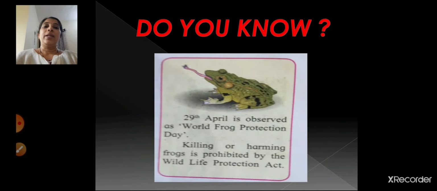Now 29th April is observed as World Frog Protection Day, right? So we have to protect the frogs. We are not supposed to kill or harm them, because if we do, then you will be punished. Killing or harming the frogs is prohibited by the Wildlife Protection Act, right? So you are not supposed to kill the frogs, and on 29th April you can observe World Frog Protection Day. So with this, children, we finish our first chapter, the living world, adaptations and classification.